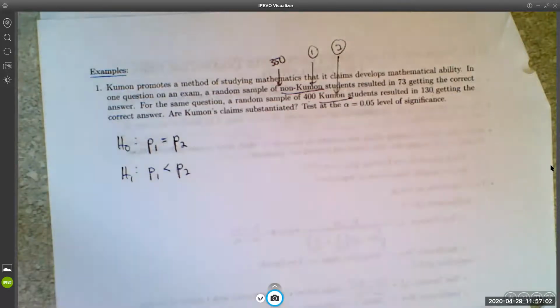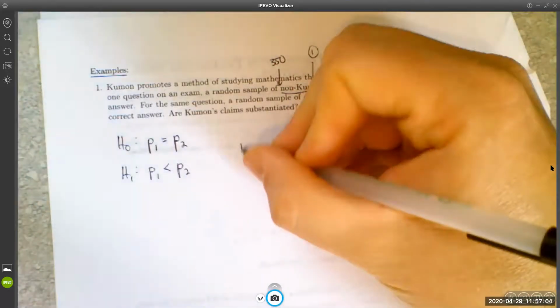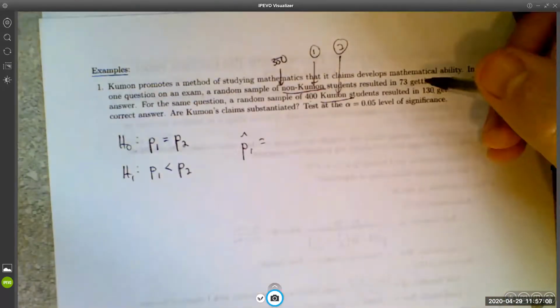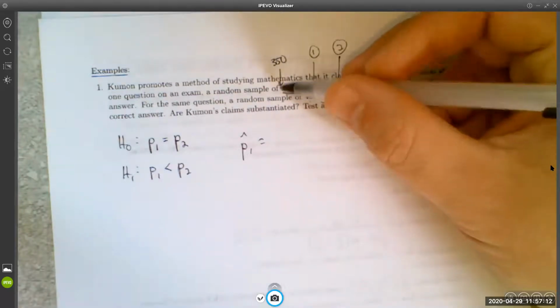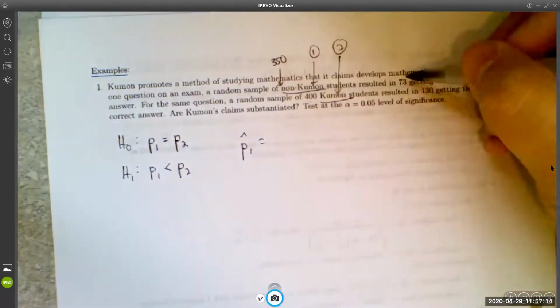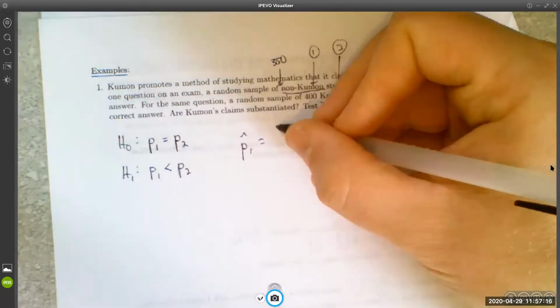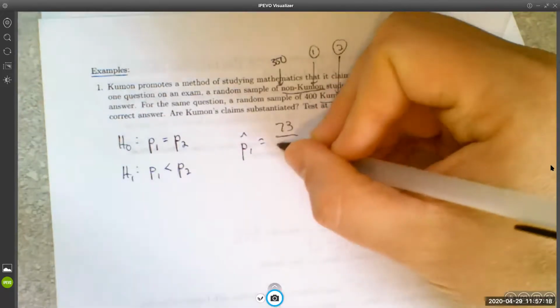Now, before we go to run this test, it might be interesting to look at the sample proportions to kind of get our bearings a little bit. So P1 hat, the non-Kumon students, it says of the 350 non-Kumon students, 73 got the correct answer. So P1 hat, right, 73 out of 350.